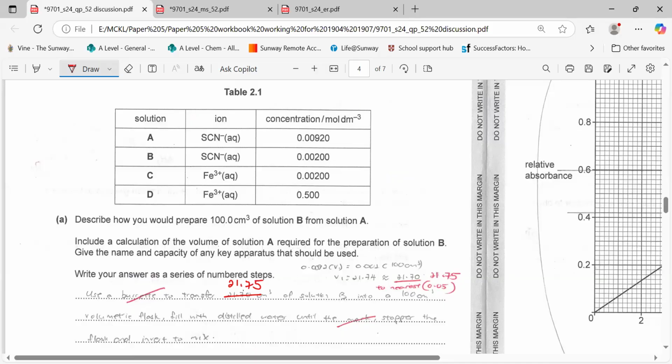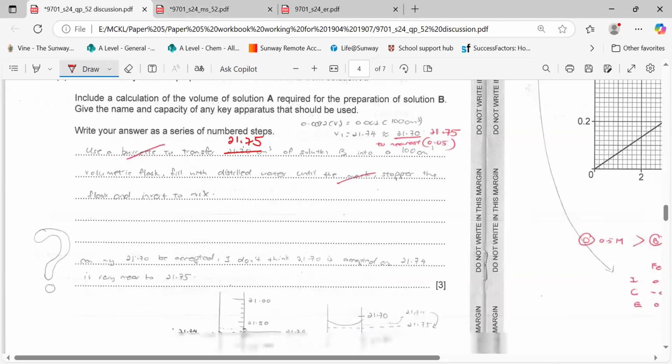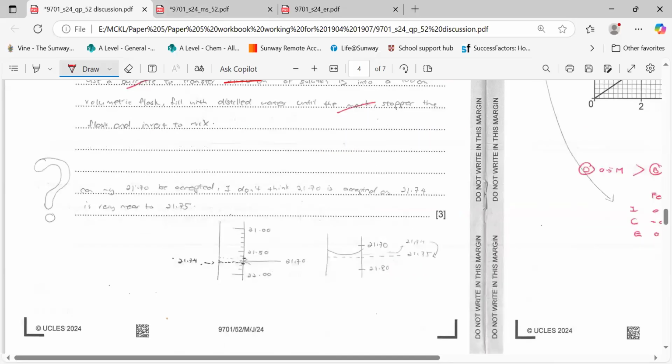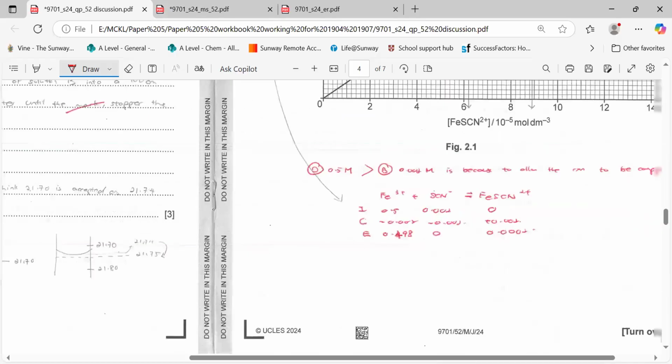Sometimes they give, sometimes they don't give. I suggest you give, because you really don't know whether that particular marker chooses to give or not. So I think it's best that you provide them in this case. Okay, now next. This was just after my discussion, but I think I answered already. Okay, 21.75. Now next.